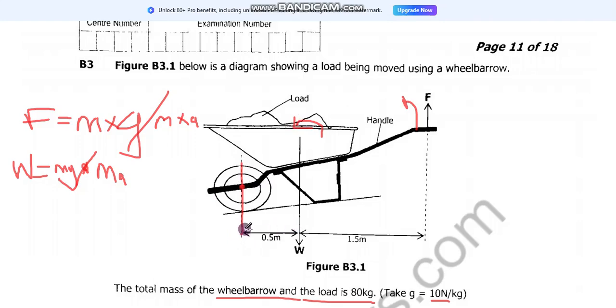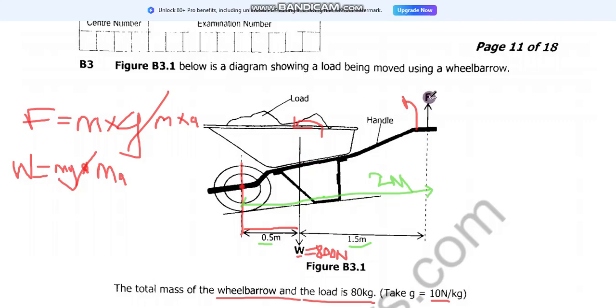So the distance from the pivot to where W is, which is weight. We calculated weight to be 800 Newton. So the distance from the pivot to the weight is given in the diagram. And now the distance from the pivot to the force F is 1.5 plus 0.5, giving us what? 2 meters. So that is the total distance, 2 meters.